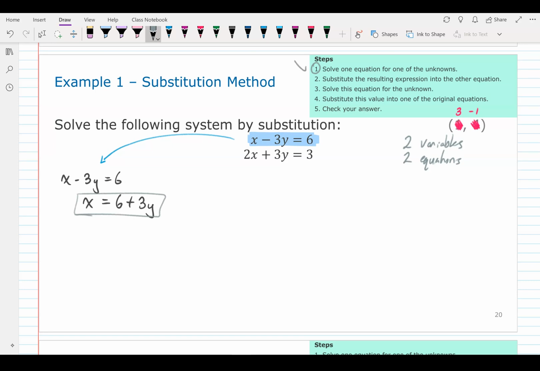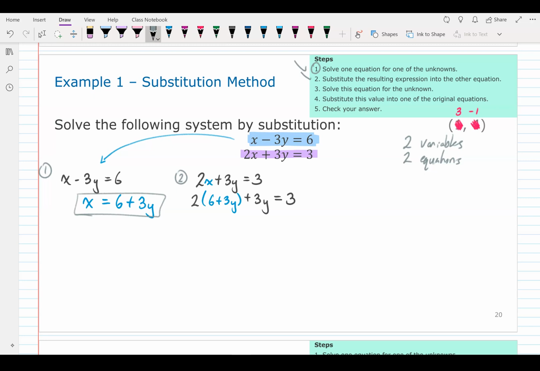The second step is to substitute the resulting expression into the other equation. So I've done step 1. Second step, I'm going to substitute the resulting expression into the other equation, the equation I haven't used yet. That's this one. So I'm going to go ahead and say 2x plus 3y equals 3. And I know that x is this, so I can replace it here. 2 times (6 plus 3y) plus 3y equals 3. So I've substituted the resulting expression into the other equation.